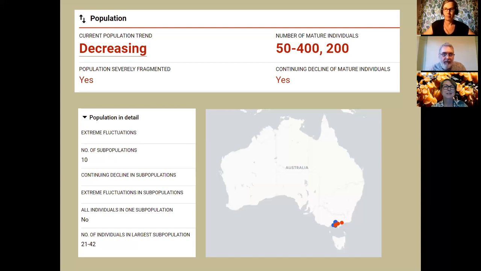Isn't it great to hear that fungi are now recognised officially to be separate to flora? Hopefully an opportunity for future funding.